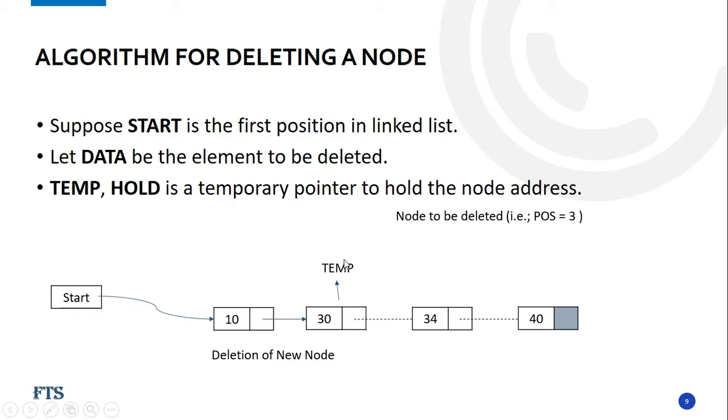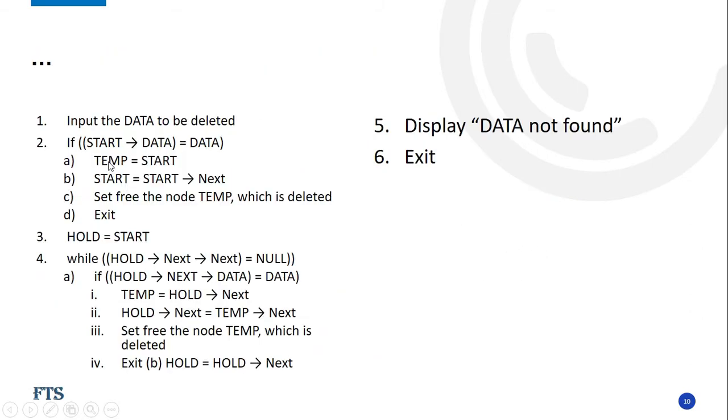First, assign 30 to temp, then 34 to hold, then let temp point to 40, finally release hold. Input data to be deleted. If start data is equal to data, which means if the data you entered is the data value of the first node, then temp should be equal to start, and start should be equal to start next. Free temp, which is deleted, then exit.